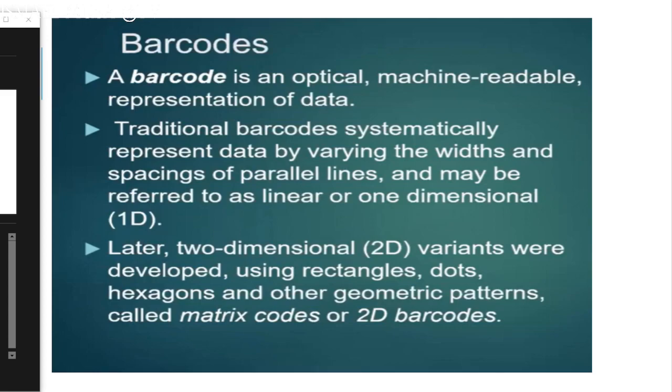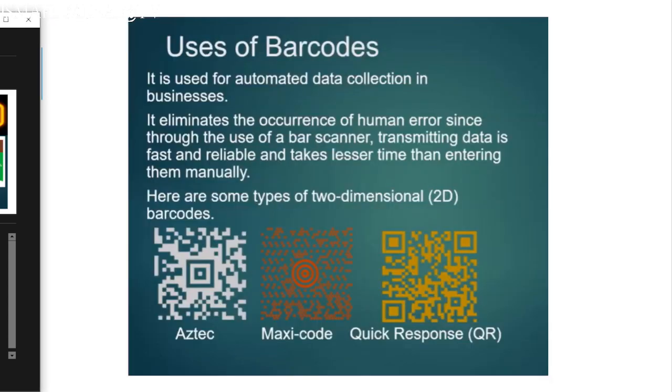Anyway, later, two-dimensional 2D variants were developed using rectangles, dots, hexagons, and other geometric patterns, called matrix codes or the 2D barcodes. Like this, ba? Okay. Yes, you call them the QR code. So we have the Aztec, the MaxiCode, and the Quick Response, the QR code. No? The QR code.